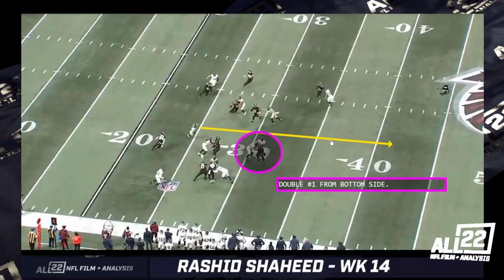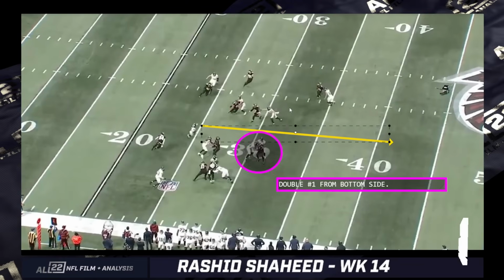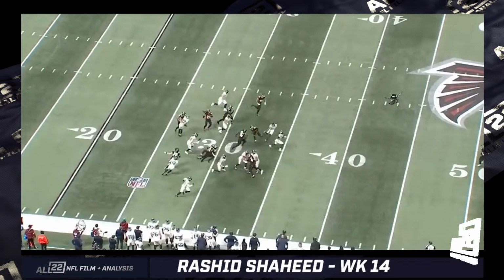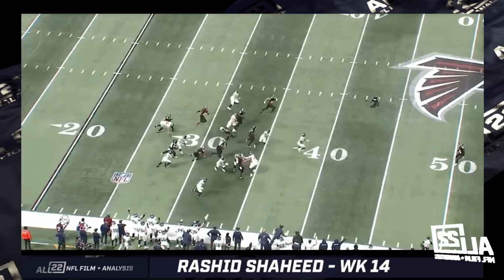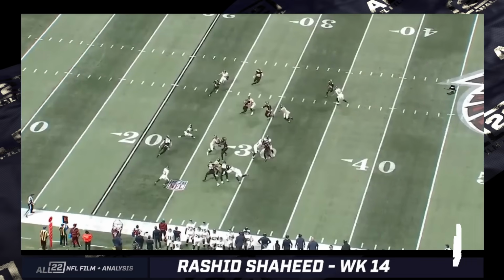In any case, Shaheed's job is to get through here before any of the pursuit from the top side can converge. And this is the player who is unblocked. I think it's number 4 from the top side. That will be the second guy in from the sideline, but normally your count system illustrates from the middle of the field. We're talking about this guy right here. We'll try to track that back a little bit so you can see what I'm talking about. If you've lost track of him or lost bearings, there he is right here.